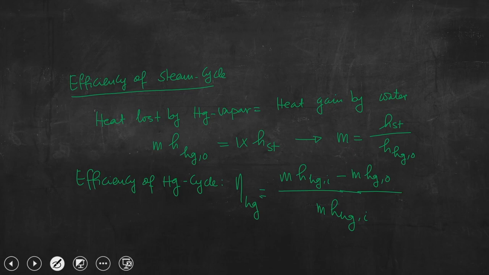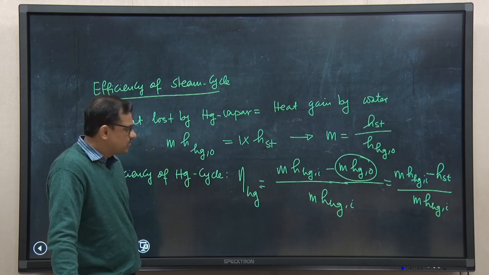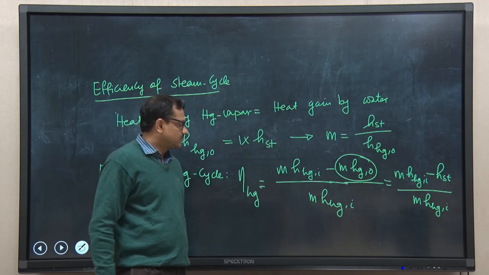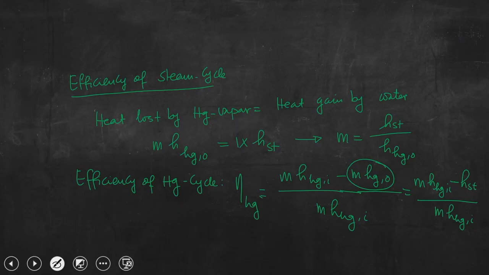So, let us see what this expression is. If we look at this equation, m into HgO is equal to HST. Why are we doing this? We can write this equal to m into HgI minus HST divided by m into HgI. Why are we doing this? Because we are going to calculate the thermal efficiency of the steam cycle soon. For that, we need to relate this HST, because that is the amount of energy that is added to the steam water cycle per kg of steam generation. If we go one step further, we can write this equal to 1 minus 1 upon m, HST divided by HgI. So, this is equation number 3.